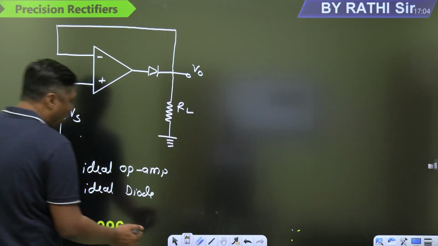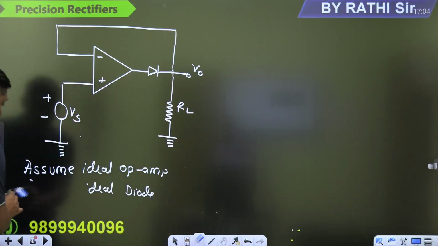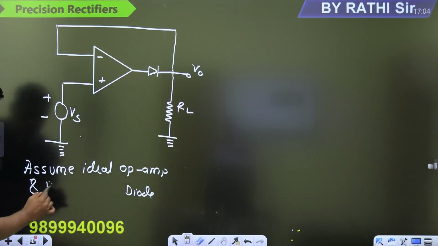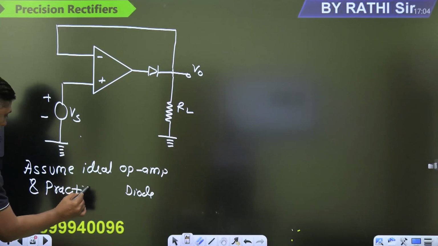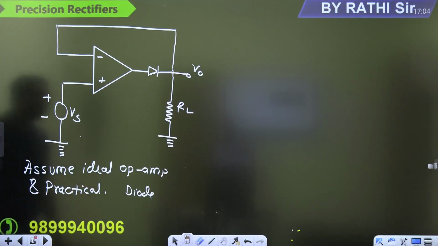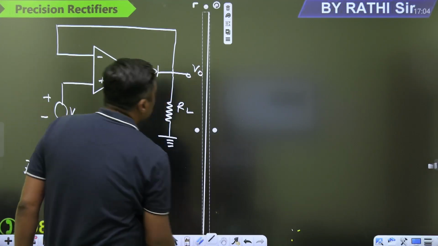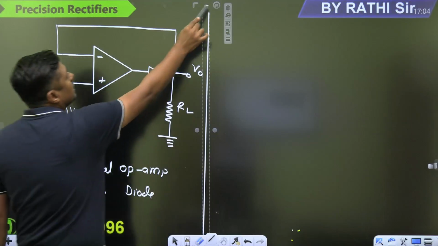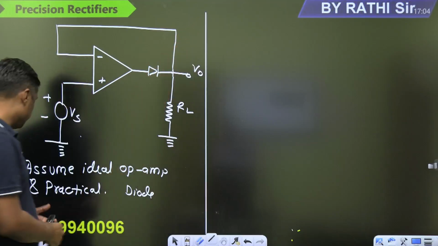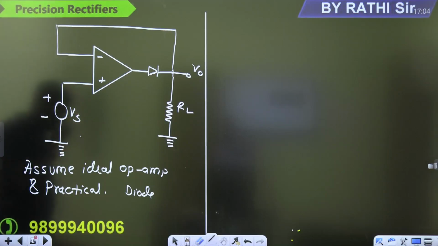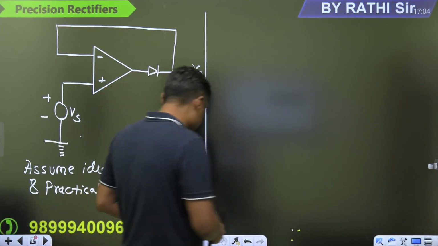Assume ideal op-amp and practical diode. Ideal op-amp and practical diode. Okay. Now, practical diode. Okay, now start the procedure.